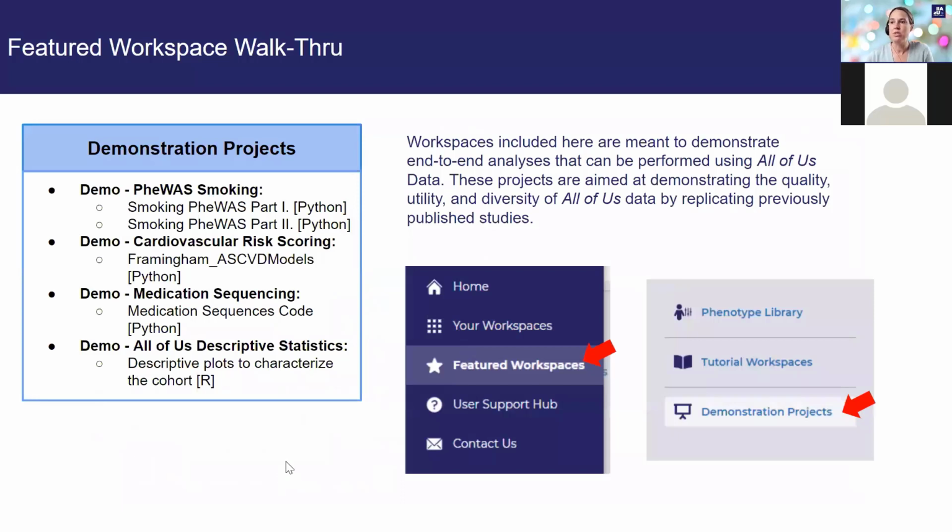We also have the demonstration projects area, which is to show you the end-to-end analysis that can be performed with our data. These projects are really aimed at demonstrating the quality, utility, and diversity of the data, and at replicating previously published studies. If you're interested in these, we have several listed: the FEWAS smoking, cardiovascular risk scoring, medication sequencing, and All of Us descriptive statistics. And that, again, is under the featured workspaces and the demonstration projects tab.